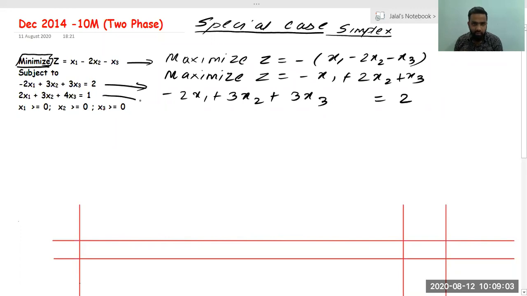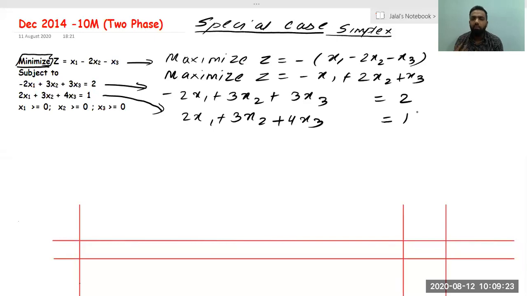Now we'll go to the next equation. What is the next equation? The next equation is 2x1 plus 3x2 plus 4x3, again given as equal to 1. Since this is also already given as equal to 1, we cannot add any slack variable again. If it had been greater than or equal to or less than or equal to, we would have added the slack variable. Since it is already equal to, we cannot add the slack variable.